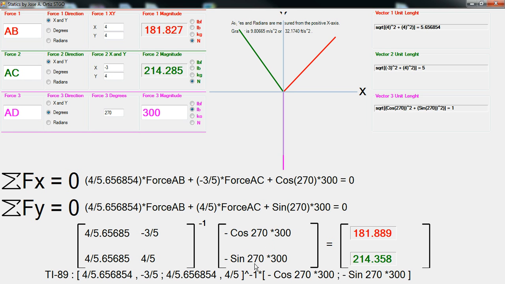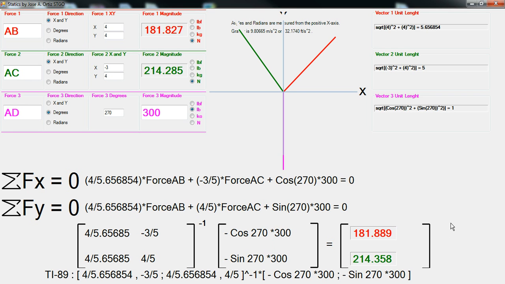The known in this case in the y direction is sine of 270 times 300. It turns into a negative. Here it is positive, but when you take it to the other side of the equation, it becomes negative. That's why you see a negative on this for the x and the y here. And so what you do is you take the coefficients of your unknowns, you do the inverse matrix times your knowns here, and you get the resultants, force AB and force AC. This is the fastest way to do it. Just set up your equations, make a matrix, and solve them.